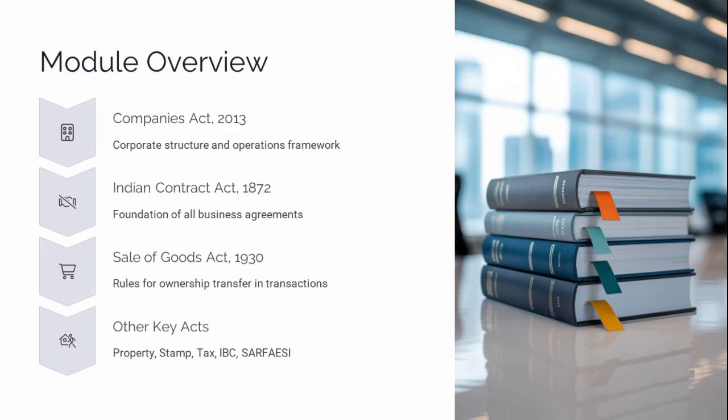The Companies Act of 2013 sets the corporate structure and operations framework. The Indian Contract Act of 1872 lays the foundation for all business agreements. The Sale of Goods Act of 1930 outlines rules for ownership transfer in transactions. Additionally, we'll touch on other key acts like property, stamp, tax, IBC, and SARFAESI.